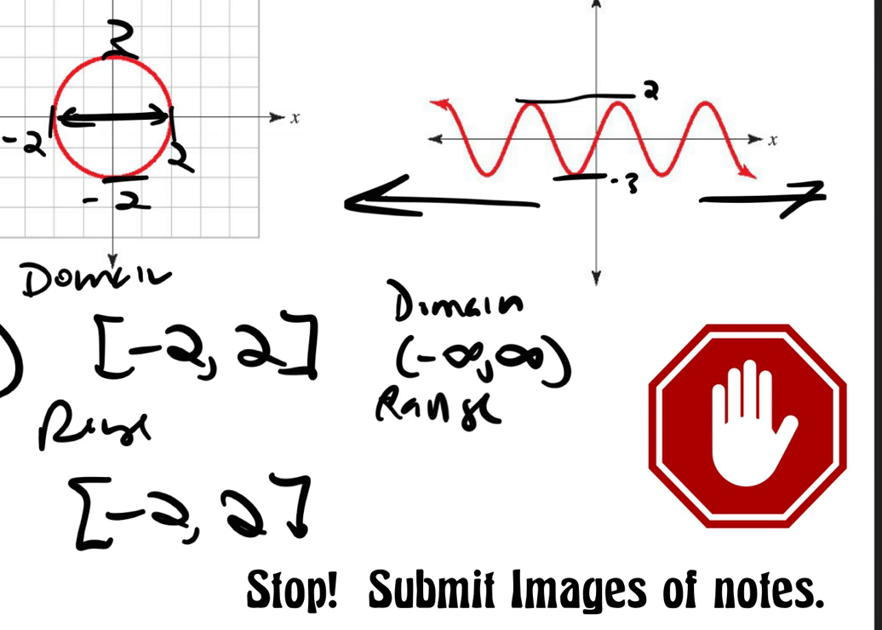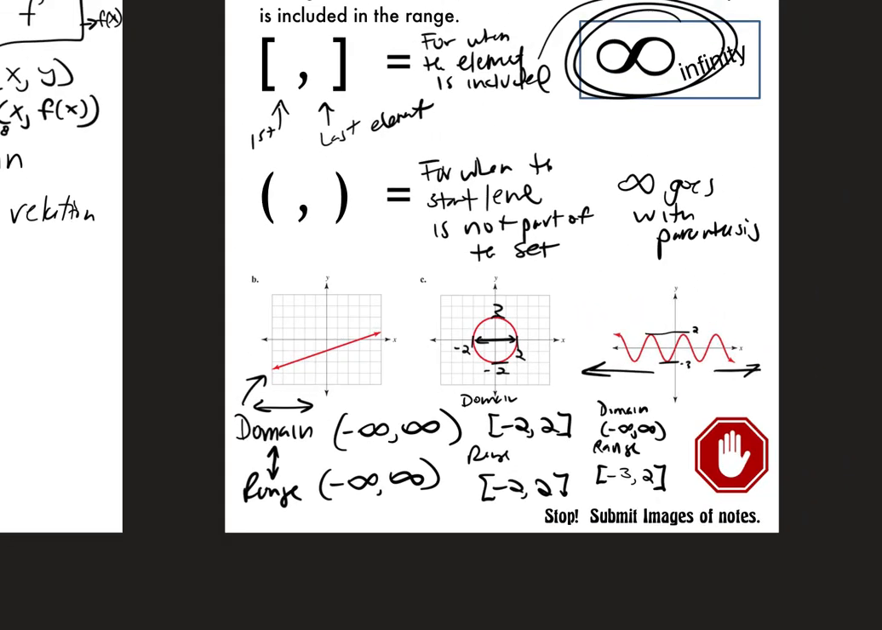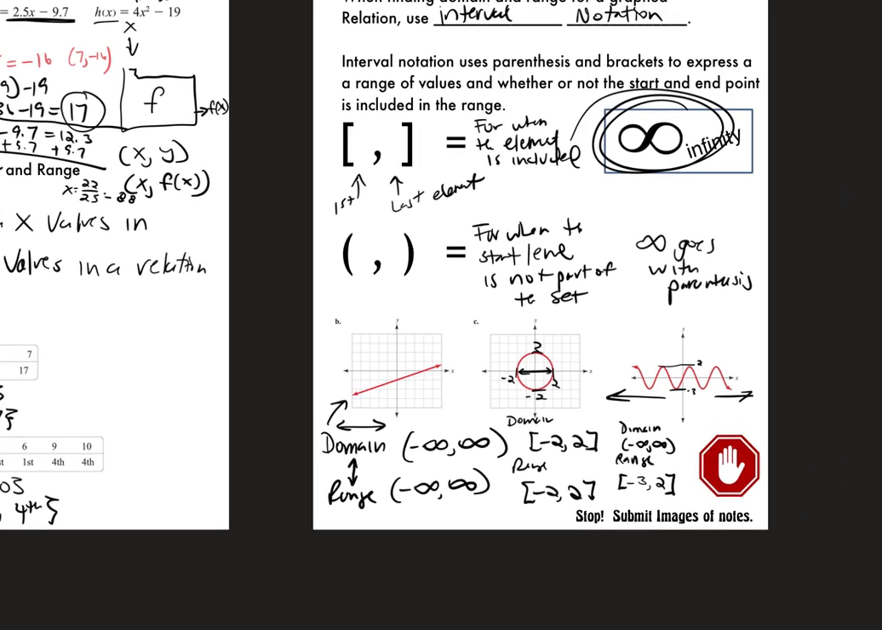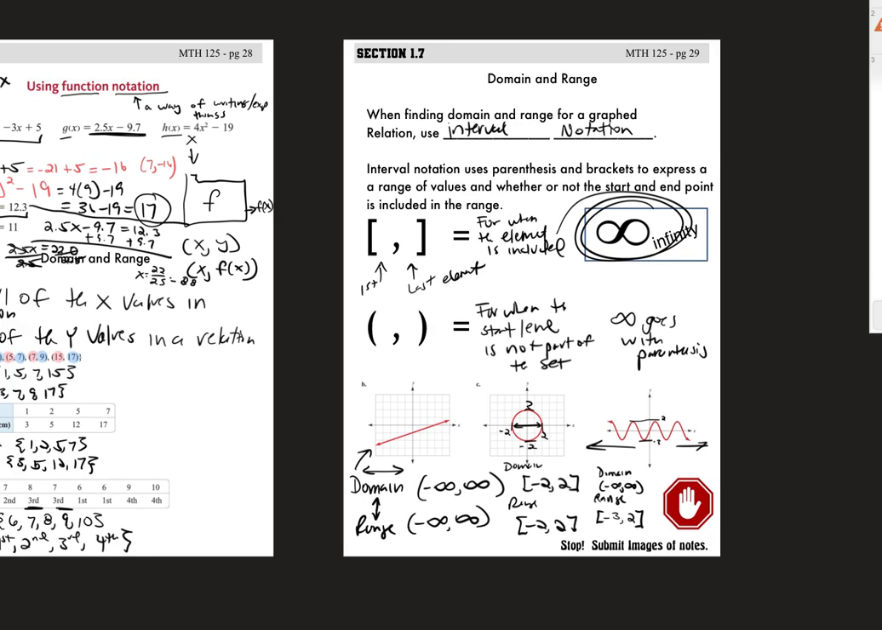But the range of this is going to go from negative 3 to positive 2, and they are included. It's touching, so they are included. And that's a thing. Sometimes you'll have one bracket and one parenthesis depending on what you're looking at. But that is domain and range. That is the end of our notes.